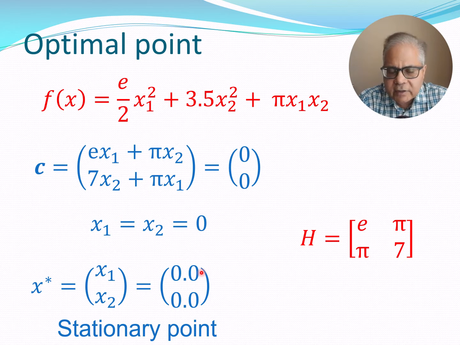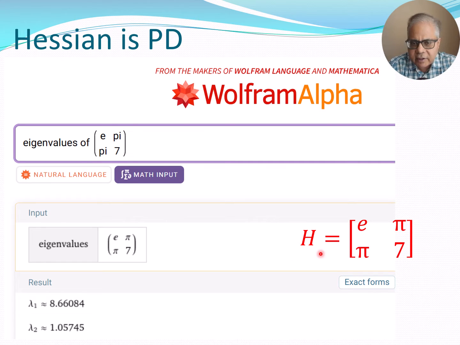Now, of course, we can see this is the stationary point, and to see if this is a minimum point or not, we need to calculate the eigenvalues of the Hessian matrix to check if this is positive definite. I have simply done this here in Wolfram, and these two, lambda 1 and lambda 2, have come out to be positive. So this tells me that as far as the H matrix is concerned, it is positive definite. So we are dealing with a minimum point here.